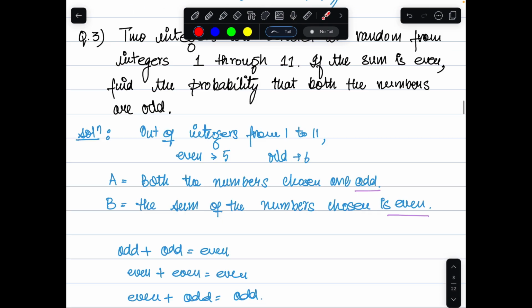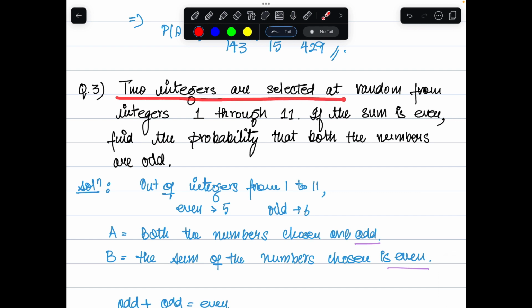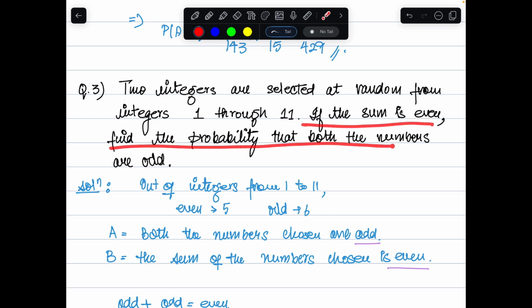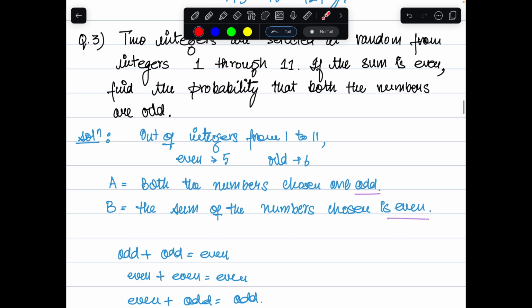Next question. 2 integers are selected at random from integers 1 through 11. So you have a total of how many choices? 11. You can choose from 11. But how are you supposed to choose? Let's see. If the sum is even, find the probability that both the numbers are odd. So this is given to us. This is the probability that I am supposed to find. So it comes under conditional. Something is given, and based on that you are being asked to find the probability. It comes under conditional. Okay, now let's see.